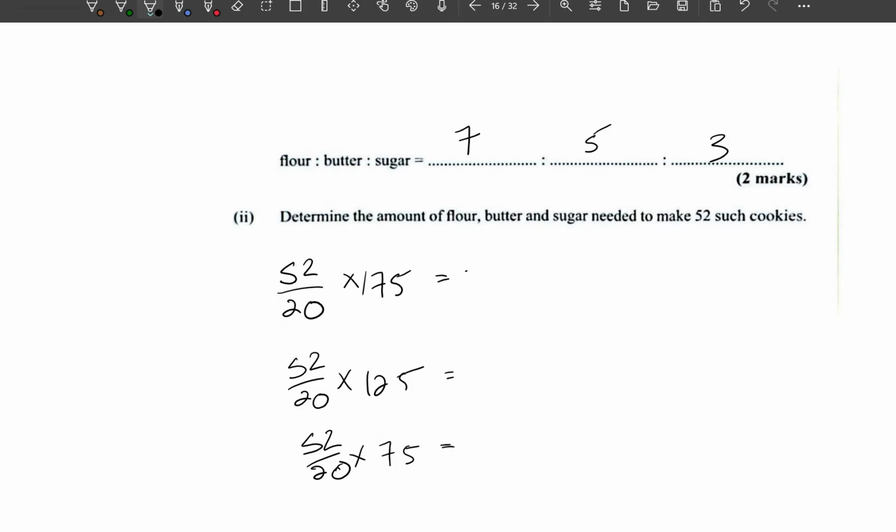For the first one, I got 455 grams. For the second, I got 325 grams. And for the third, I got 195 grams.